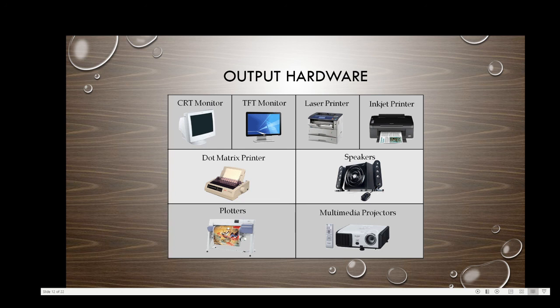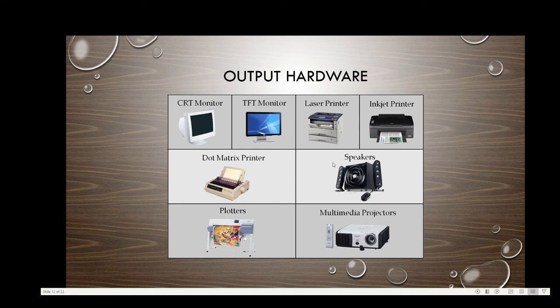Any equipment or device that converts data or information into human readable form is called an output device or output hardware. Mostly there is a term to refer to all these devices that convert data into human readable form, that is VDU, visual display units. These units are called VDU: the monitor, the printer, plotters, speakers. All these are together known as the visual display units, where the data is converted into human readable format. Monitor, printer, speakers and plotters.